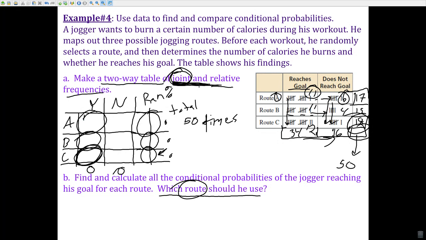So 11. Oh, okay. I'm going to use a different color. 11 over 50 is that one. 11 over 50 is that one. And 12 over 50 is that one. This seems too easy. What? Well, it does say to make a two-way table of joint relative frequency. So we do need to finish this to properly do A. But we don't need to do this because it didn't say find the marginal. Yeah, you can do it if you want. I did it for the sake of being thorough.